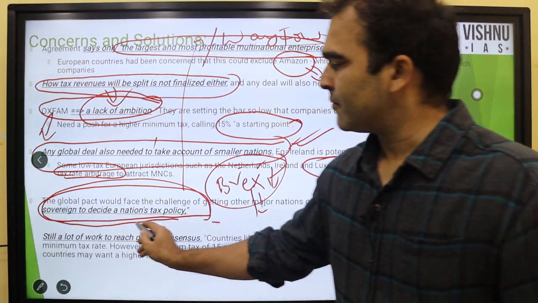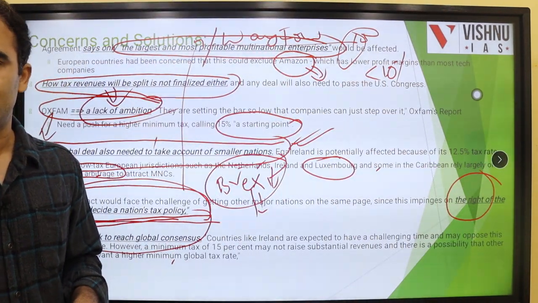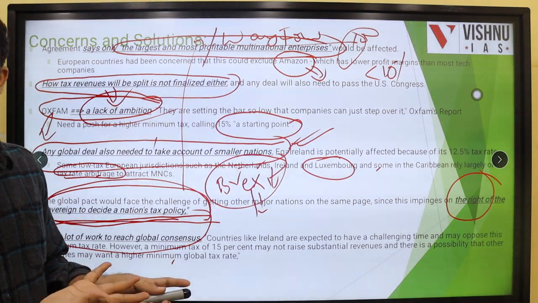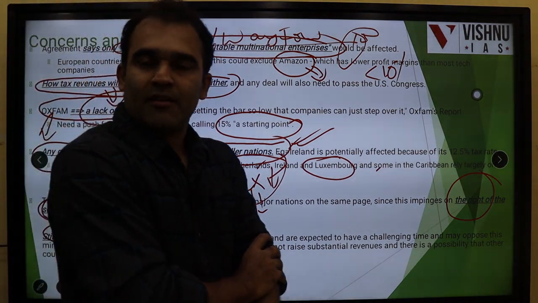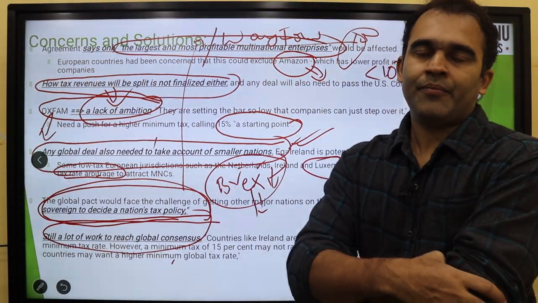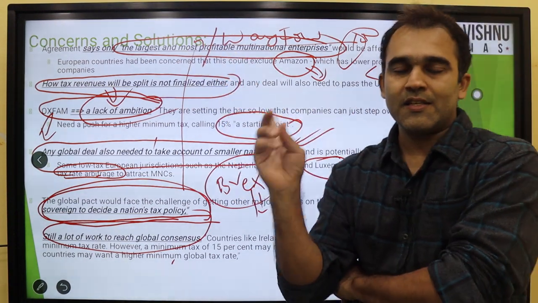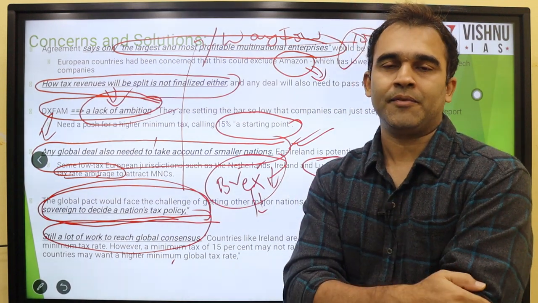And finally, still a lot of work is to be done to reach a global consensus. This is just the G7. There are many other countries. India, China. You can't ignore India and China and come to an agreement. So these are the concerns and solutions. This is how you look at a particular topic from a prelims and mains perspective.